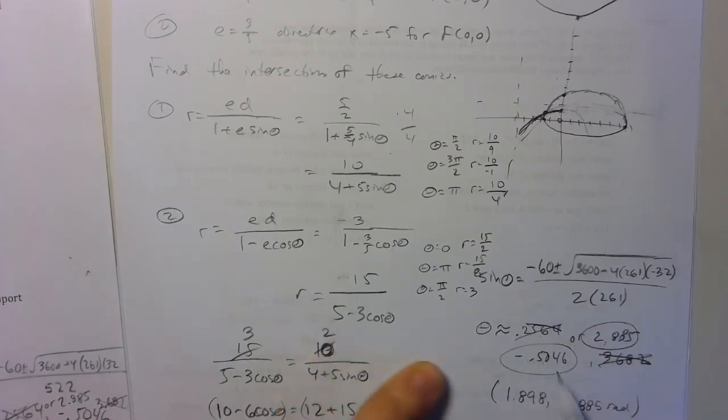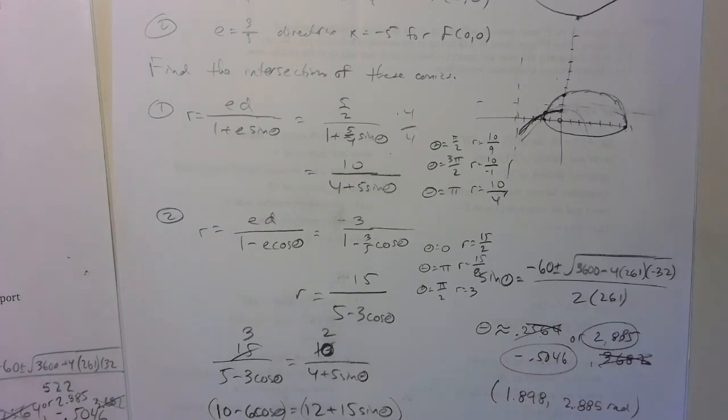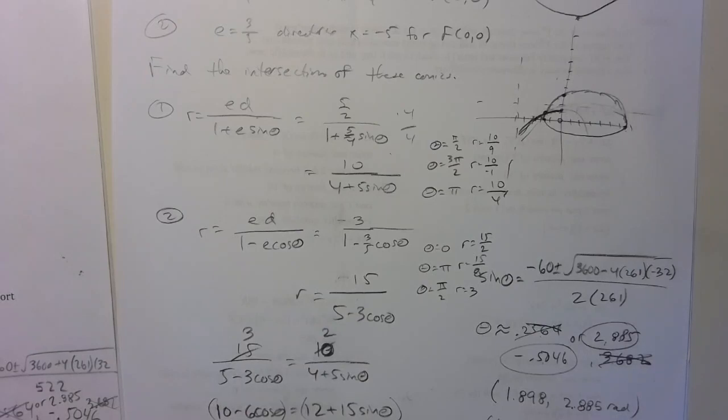If I use this guy, and yes, I have it negative. It's okay, negative. You could add 2 pi to it. If you add 2 pi, then great, good for you. It doesn't matter. There's nothing that told me to be between 0 and 2 pi, so I use that negative one, and I plug it into either equation, and I get the radius then is 6.319. So those are my 2 intersections there.